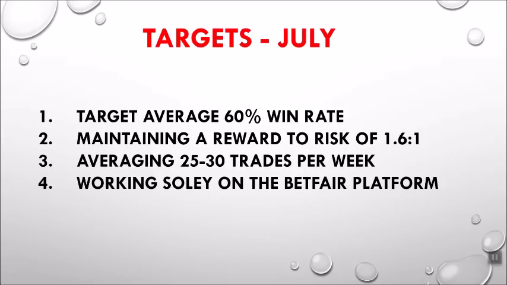So my targets for July are as follows. I'm looking for a target where my average win rate is 60%, whilst maintaining a reward to risk of 1.6 to 1. I'm still looking to average 25 to 30 trades a week, because that gives me enough occurrences to hit a particular profit line that I'm looking for.